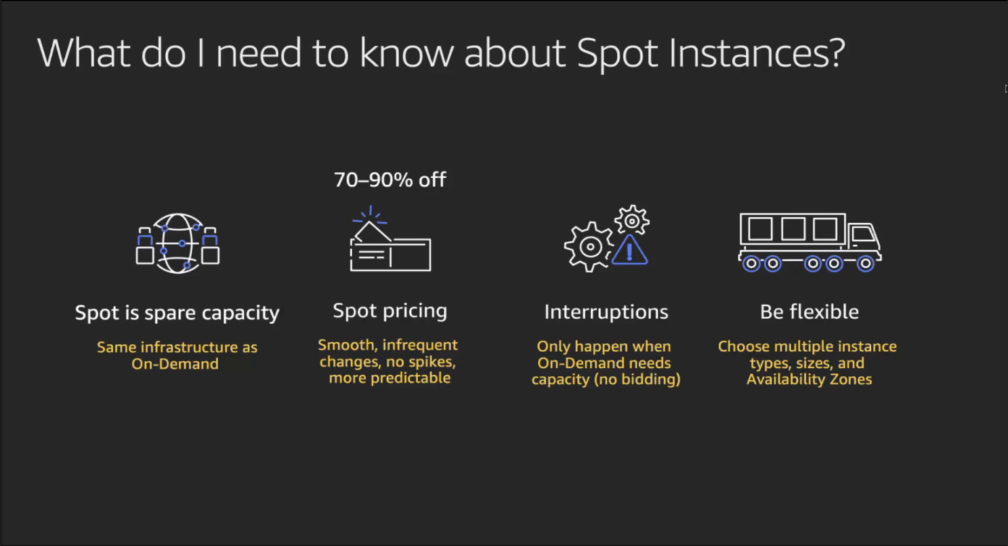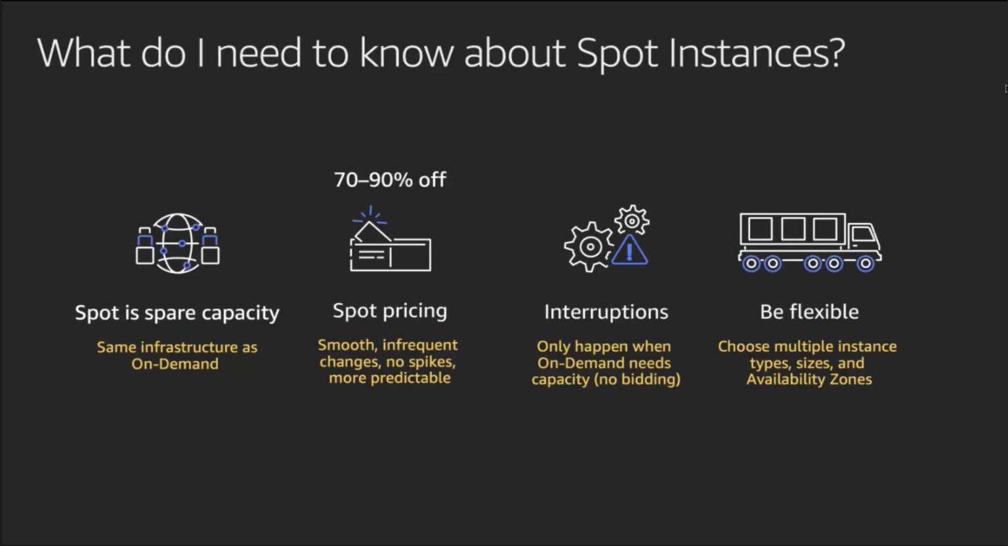Spot is an interruptible product. That means if at any point we need to take that spare capacity back and return it to the on-demand customers, we can do that. And if we need to do that, we will give a 2-minute interruption notice to let you know that we need to take back that instance. So again, Spot instances are interruptible, and that is how they work.